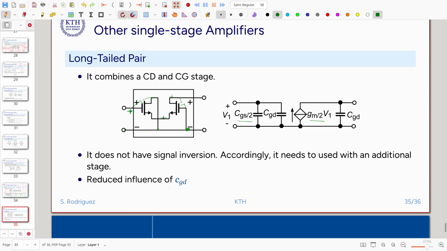Very interesting point about this stage, there is a much reduced influence of CGD in this stage. CGD, as we mentioned before, is a Miller capacitance, and can change a lot the position of the poles. It couples the input to the output, and it is also nonlinear. Even though it is an overlap capacitance, the moment that it gets multiplied by the gain, if the gain is nonlinear, it will also create a nonlinear capacitance.